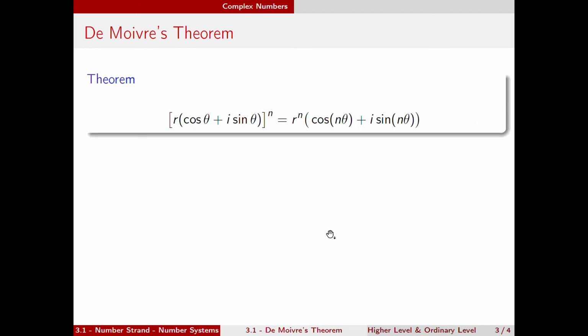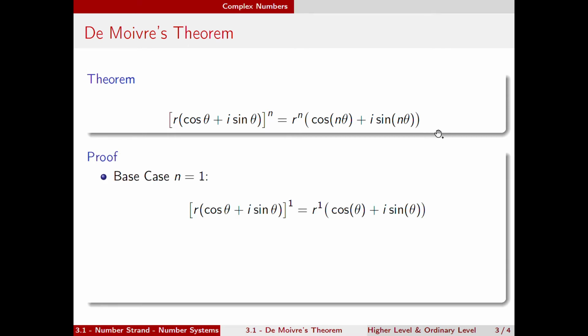So let's look at a proof of this. We have a statement of the theorem again at the top of the page. And for induction, our first step is to utilize a base case. So we will let n equal 1 and show that this is true. We can see that r times cosine of theta plus i sine of theta, all to the power of 1, is indeed just r to the power of 1, which is r, times cosine of theta plus i sine of theta.